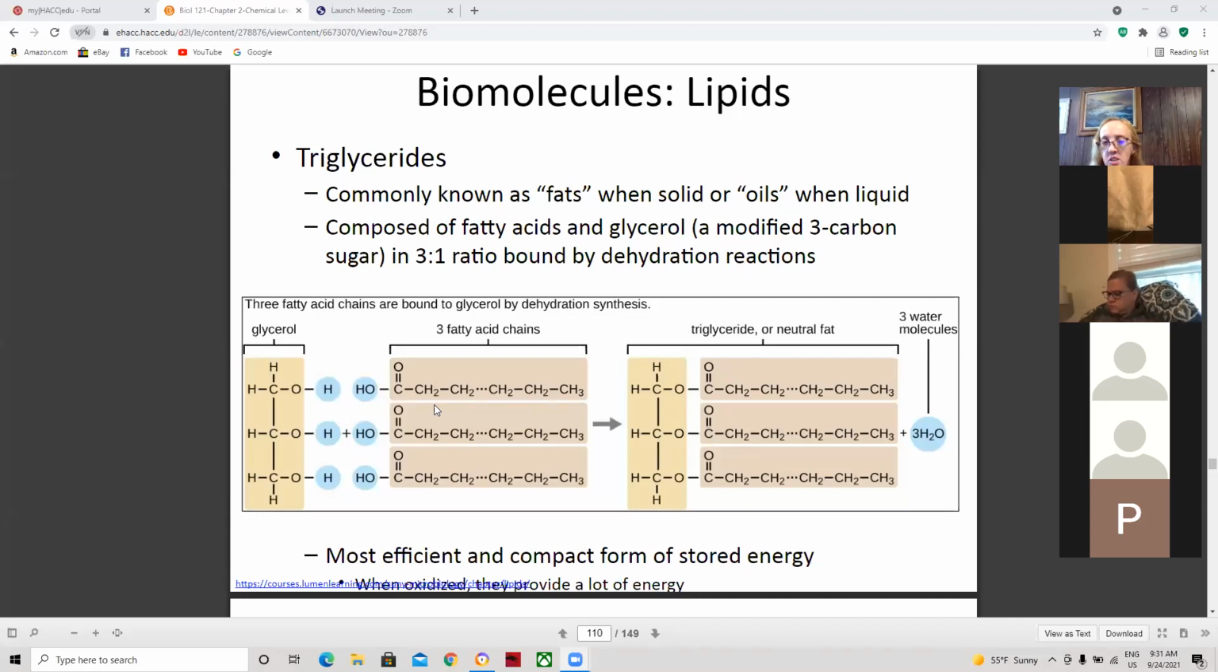So this is the most efficient compact form of stored energy. When oxidized, these remove, and think oxidation, it's kind of the same as what we talked about before, but it means to introduce oxygen in this case.